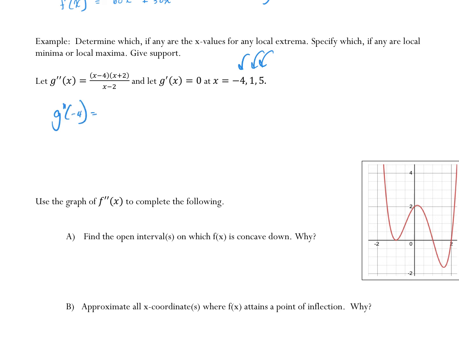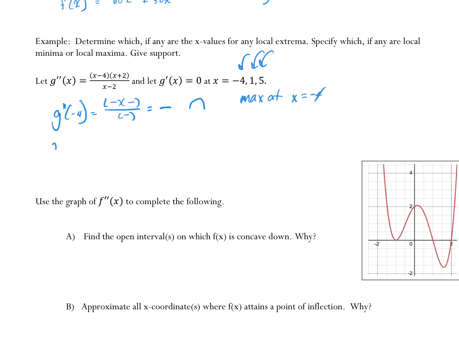And do we need numerical values for this? Nah. So what do I know about x minus 4 if x is equal to negative 4? Is it going to be positive or negative? Negative. What about x plus 2? What about x minus 2? So when I plug in negative 4, is my second derivative positive or negative? Negative. Which means concave down. So what can we say about x equals negative 4? It's a max. So we have a max at x equals negative 4.